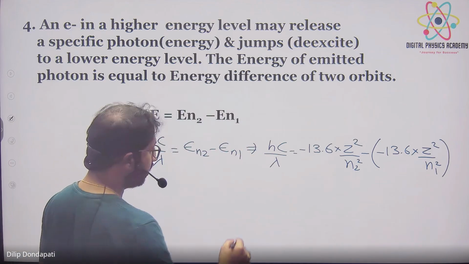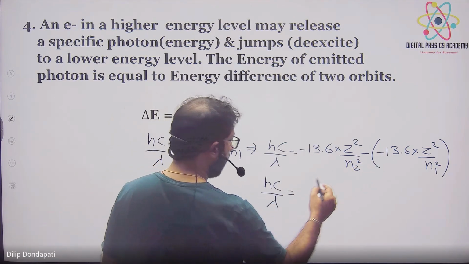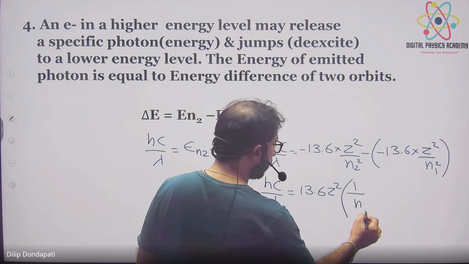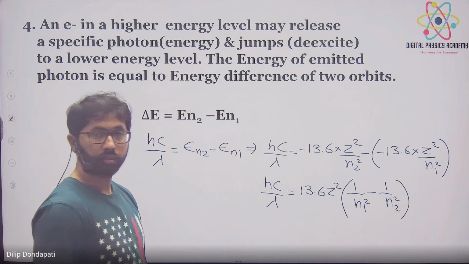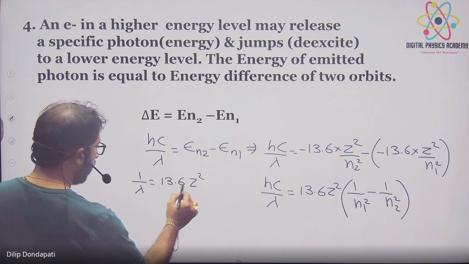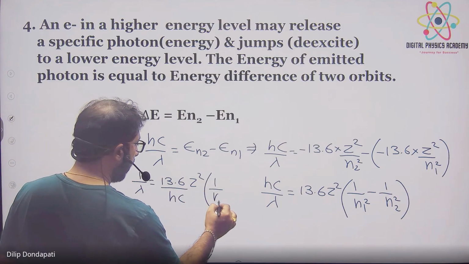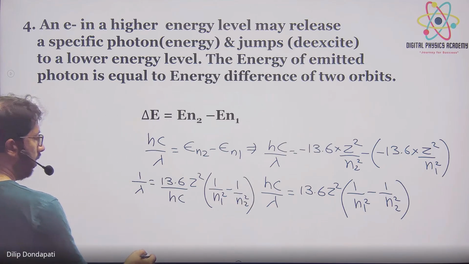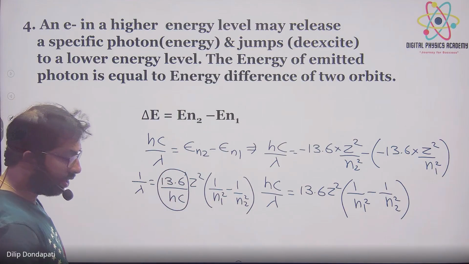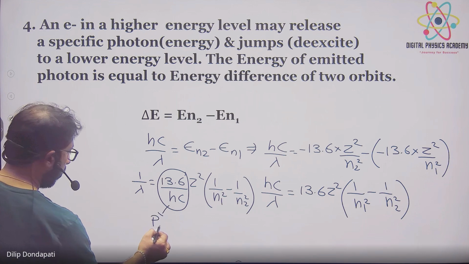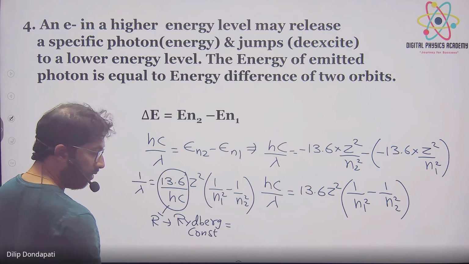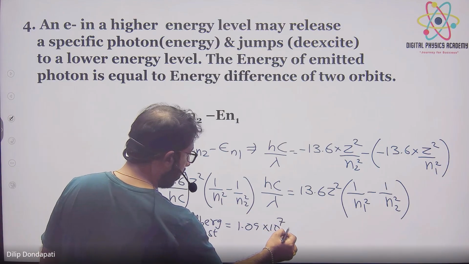Now, minus 13.6, hc by lambda is equal to... 13.6 will be common, it is a plus, so in the plus part I take 13.6 and z square common, so we get 1 by n1 square minus 1 by n2 square. Now I send hc down: 1 by lambda is equal to 13.6 into z square by hc into 1 by n1 square minus 1 by n2 square. n1 is the lower, n2 is the higher level. We call 13.6 by hc, everything together, r. This r is called the Rydberg constant, and its value is 1.09 into 10⁷ meter inverse.